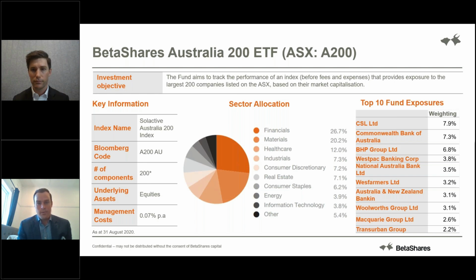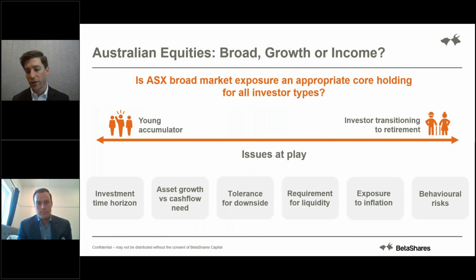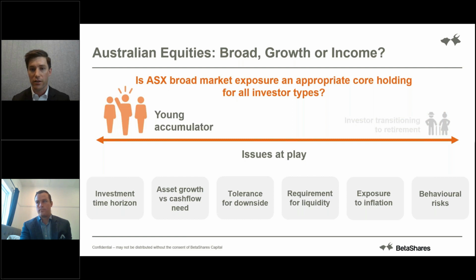Now, Cam, if people are looking for a little bit more growth in terms of allocating to Aussie core, can you cover that as well, please? Yeah, of course. So in building our asset allocation, we've got to reflect on the investor profile. So let's consider young accumulators. How can we build an Australian equity core for these guys?